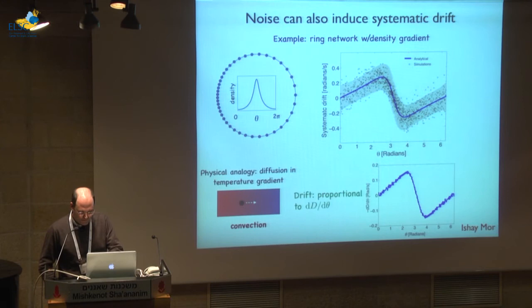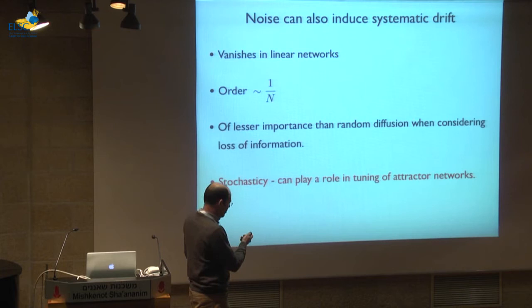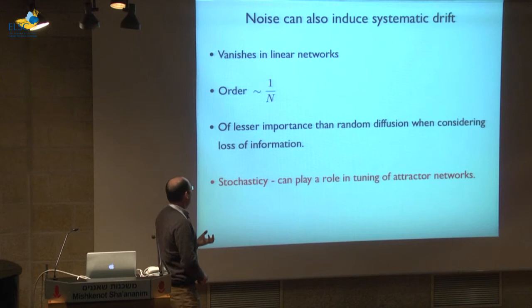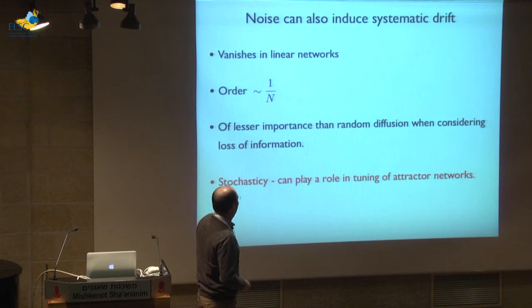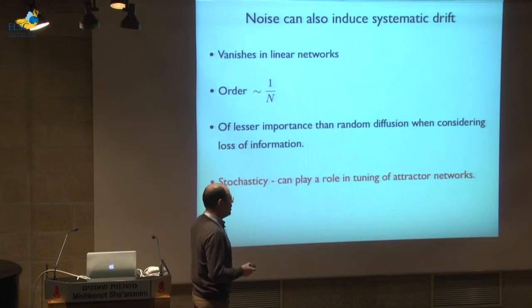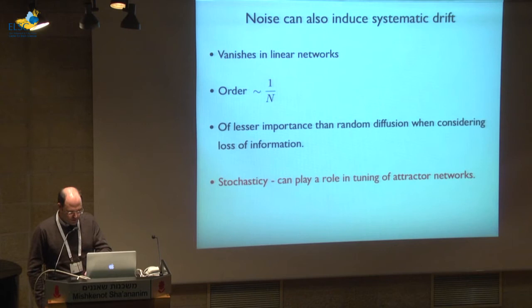Okay, the main point that I want to make about the systematic drift is, first of all, it vanishes in linear networks. You have to have a neural non-linearity in order to get this drift. Similar to the diffusion coefficient, it's of order 1 over N. In some sense, it's of lesser importance than the random diffusion when you think about loss of information, because the direct source of loss of information is the random component of the motion. But nevertheless, the main reason I'm talking about this is that in models of attractor systems, for example, the oculomotor system, a lot of the discussion is about tuning of the network to avoid systematic drift. And the point that I want to convey is that once you acknowledge that the network is stochastic, you have to take that into account when discussing the systematic motion in the network.